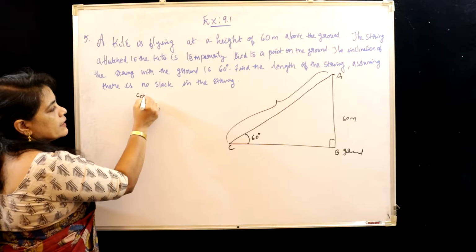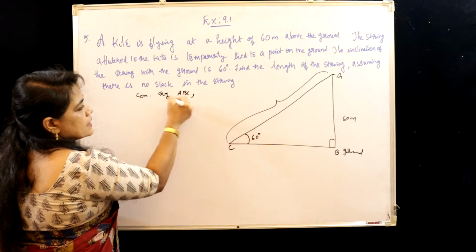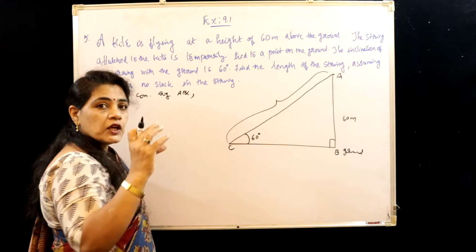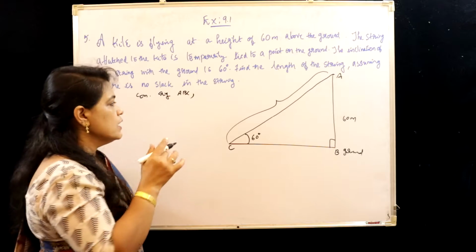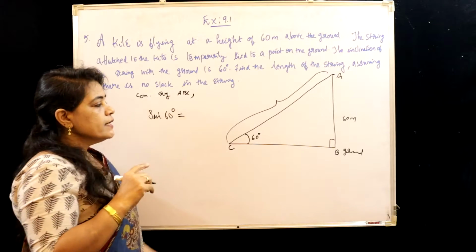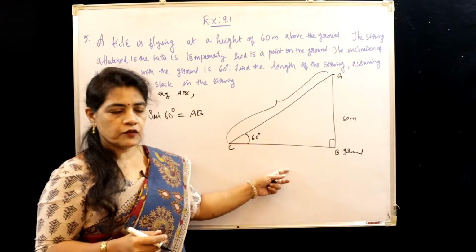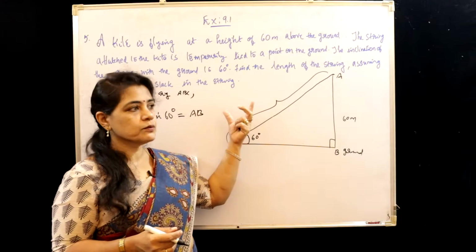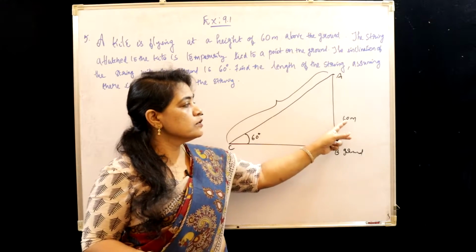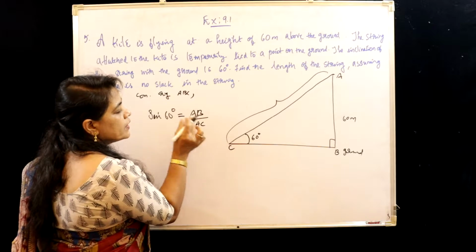Consider right triangle ABC. Which ratio? That is sine 60 degrees. The acute angle's measurement is given as 60 degrees. So sine of 60 degrees equals its opposite side AB, that is a known value. We can't take the adjacent side with the hypotenuse, because then both the numerator and denominator would be unknowns. So you have to select this ratio, that is AB by AC. AC is the required length of the string.